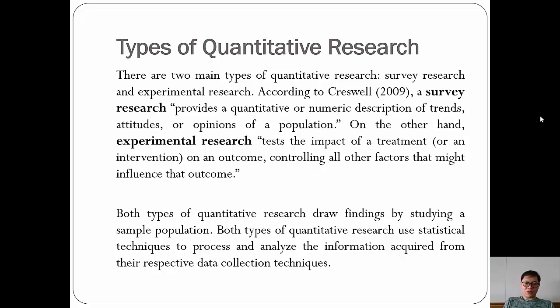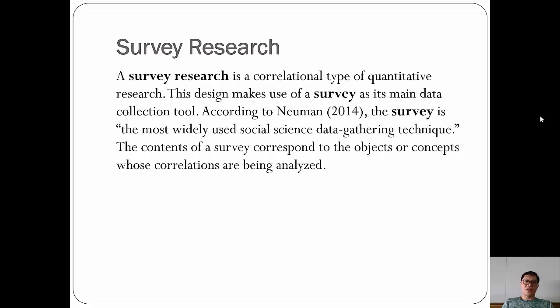So, both types of quantitative research draw findings by studying a sample population. Both types of quantitative research use statistical techniques to process and analyze the information acquired from their representative data collection techniques.